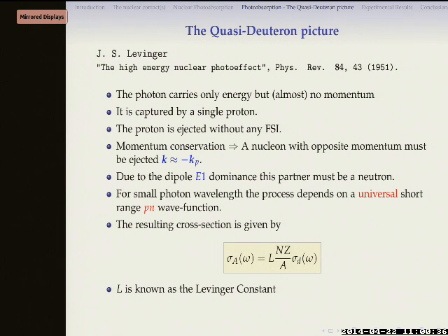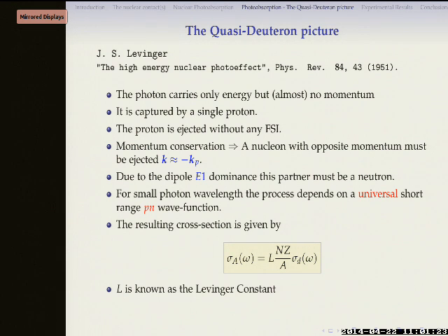And since he was also considering that this process must be dominated by the E1, which is the dipole, a proton-proton pair has no dipole, so this partner must be a neutron. Consequently, he assumed that there is a proton and neutron that are flying out back to back, and therefore he formulated what is known now in nuclear physics as the Quasi-Deuteron model. He said neutron-proton are like the deuteron. At short range, the wave function should be universal. You don't really care about the other nucleons moving around.